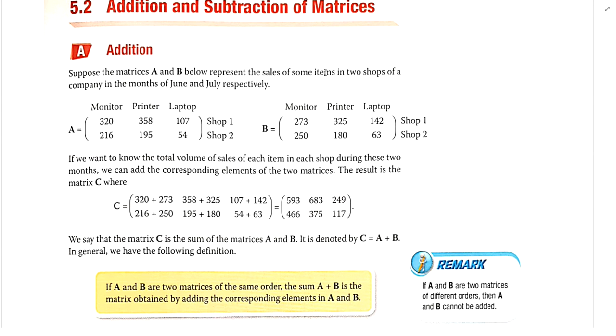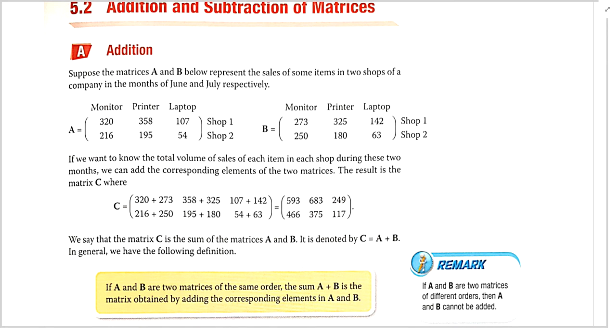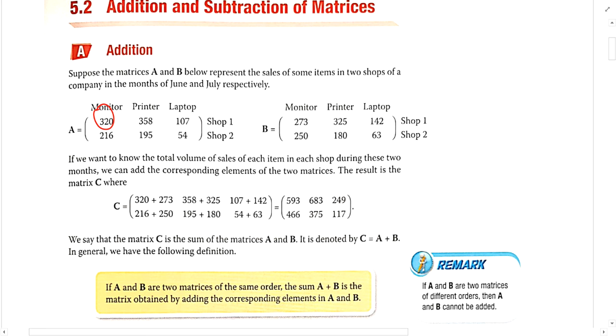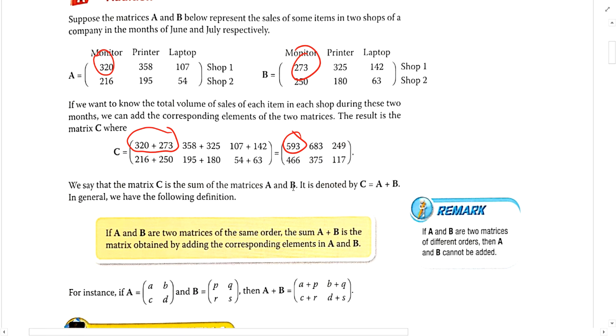So over here, matrices A and B represent sales of some items from two shops of a company. One company has two shops, and they want to add everything up. So we see that 320 will be added to 273 to arrive at 593, and so on and so forth. The order you do your addition is important. Same row, same column, with same row, same column.